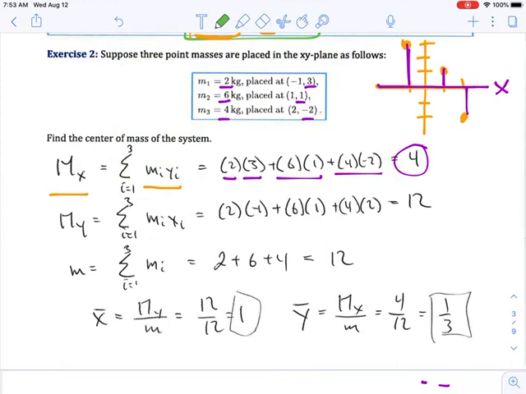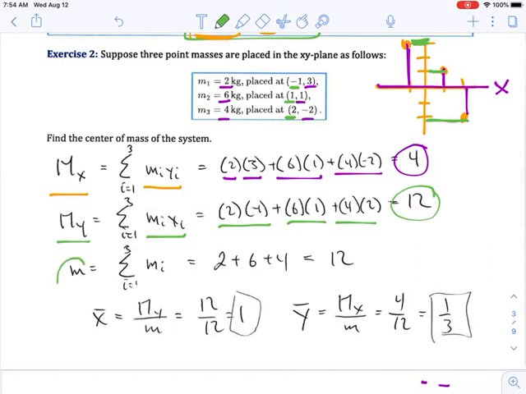Then, to find the moment about the y-axis, now we want to balance it in this direction. So we need to find these distances. And those distances are x values. So we sum up the masses times the x coordinates. So again, 2 times -1, -1 is the x value. 6 times 1, 1 is the x value. 4 times 2, 2 is the x value. And we get 12. So that's the moment about the x-axis, the moment about the y-axis.